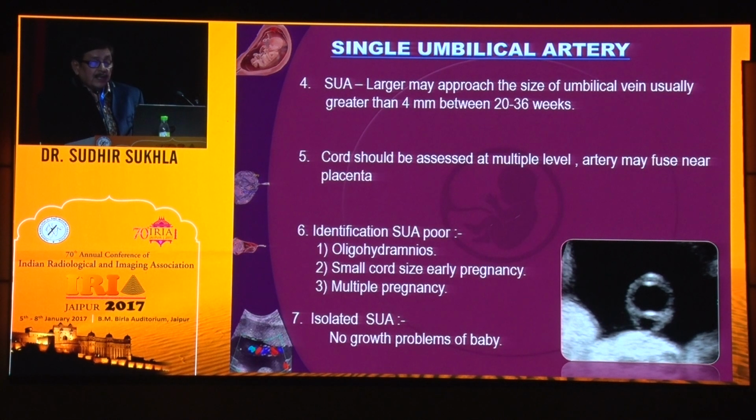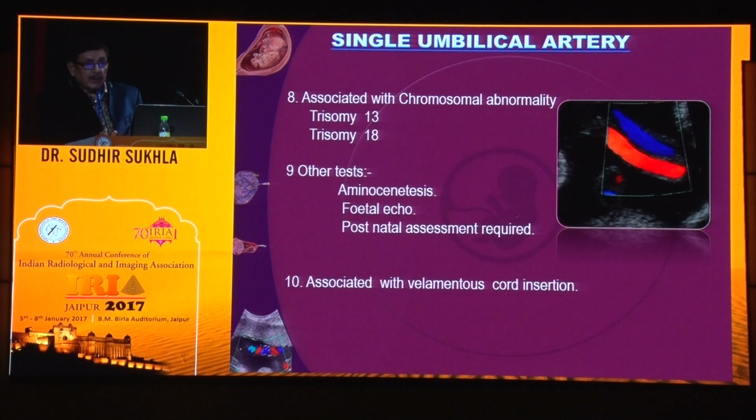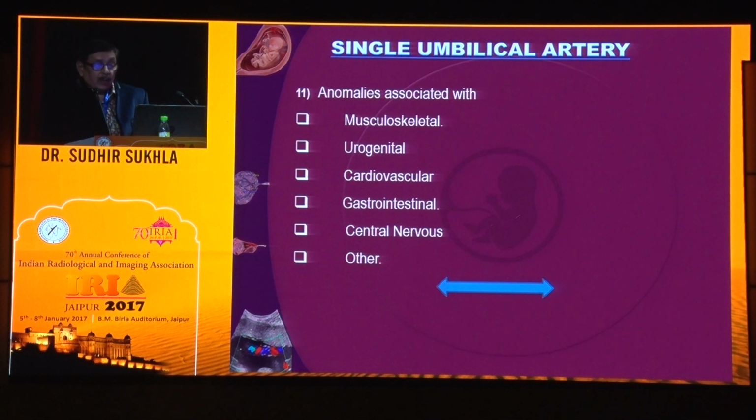Then comes the isolated SUA. SUA can be associated with chromosomal abnormality, or it can be an isolated SUA. The isolated SUA is not of much importance. The only thing is, when you detect an SUA, you have to look for anomalies, do an anomaly scan. And if you find any chromosomal abnormalities or other associated features, you can do amniocentesis, fetal echo, and even postnatal assessment. These are the anomalies associated with SUA. There is a huge list of it. It is not possible to enumerate all of them.